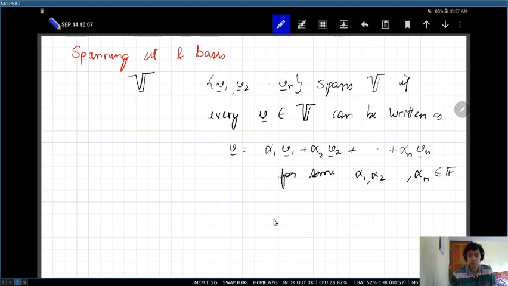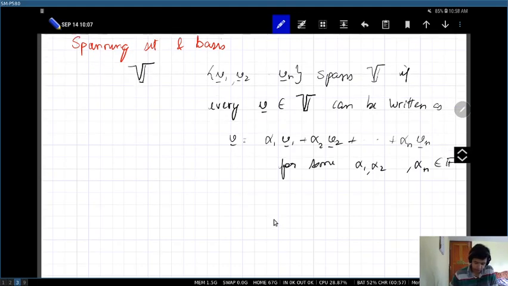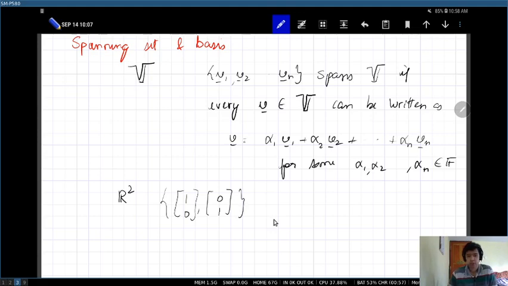So for example, let's take R2. Of course we know that (1, 0) and (0, 1) is clearly a spanning set for R2, right? The vectors (1, 0) and (0, 1) span R2, but can you think of another spanning set for R2, something which is different from (1, 0) and (0, 1), right?